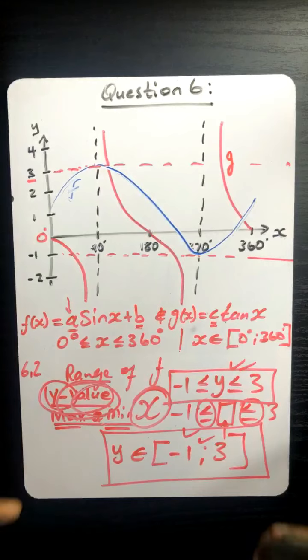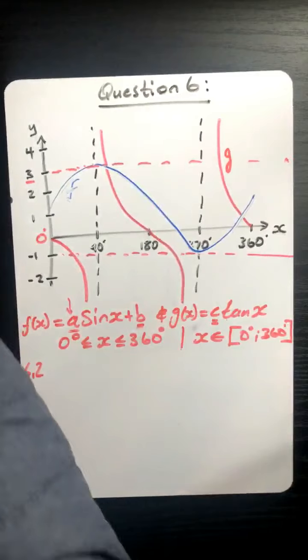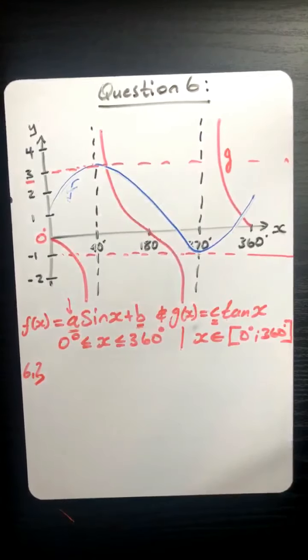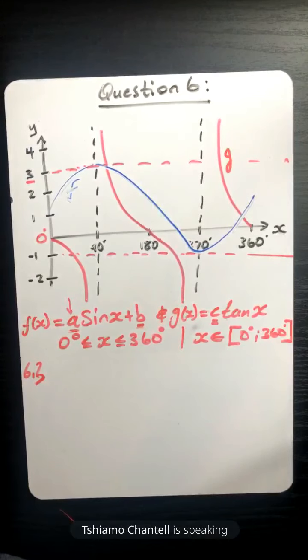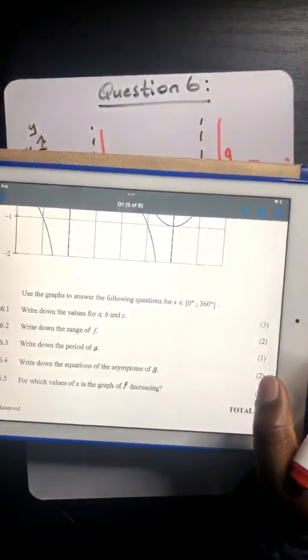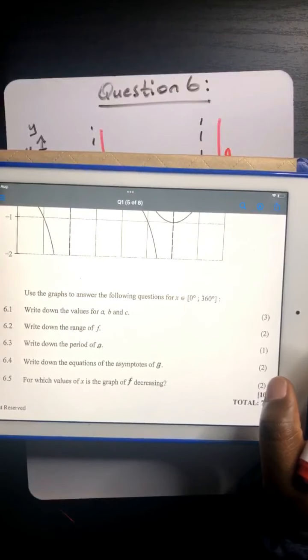Okay, 100%. So now, let's quickly move to the next question, 6.3. Everyone is happy with that answer, isn't it? Oh, that was a yes. Okay, then it's fine. 6.3 says write down the period of g.